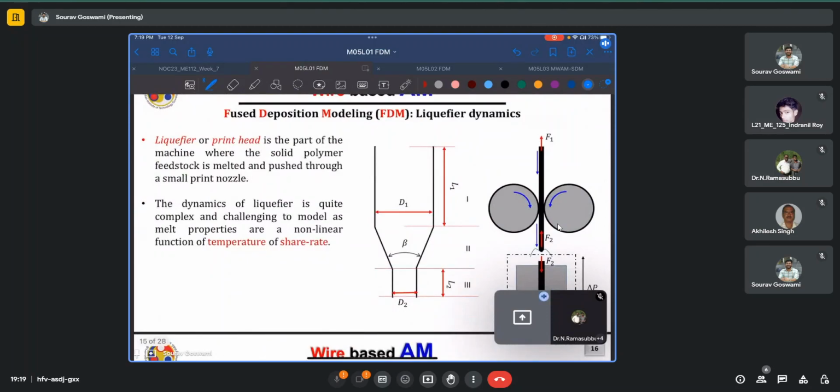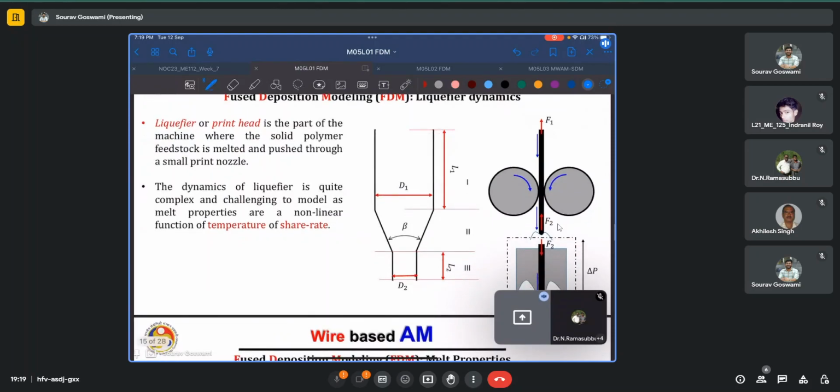Again, once inside the liquefier or inside the melting region, the cross section does not remain uniform and it takes on more of this converging shape, where for a certain length L1 you have a constant diameter D1, then the diameter decreases linearly, and after a point you have a constant diameter D2 at the exit for a length L2. Based on the dimensions D1, D2, L1, L2, and the angle beta, other considerations such as the temperature change in the region are accounted for.